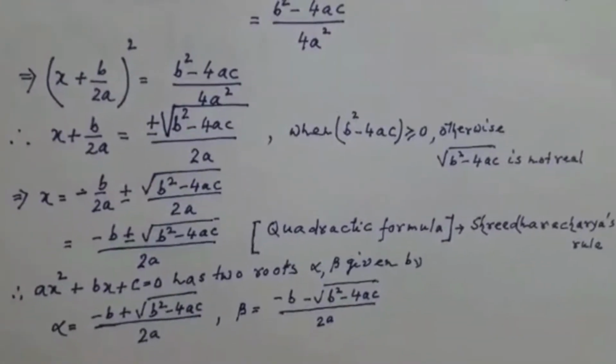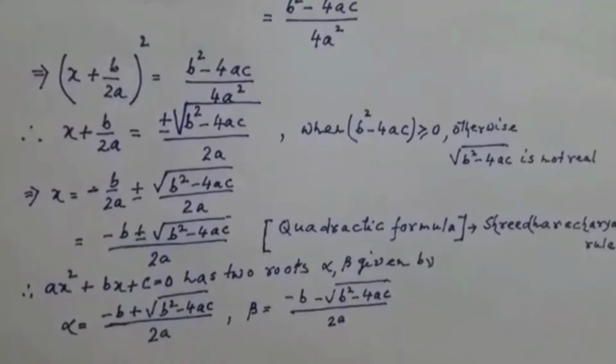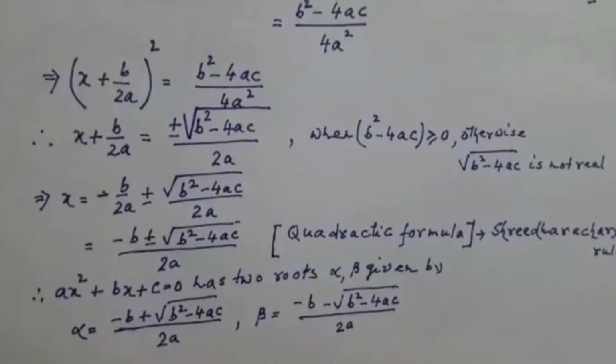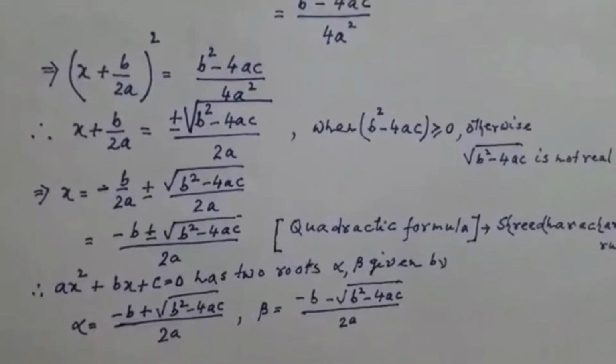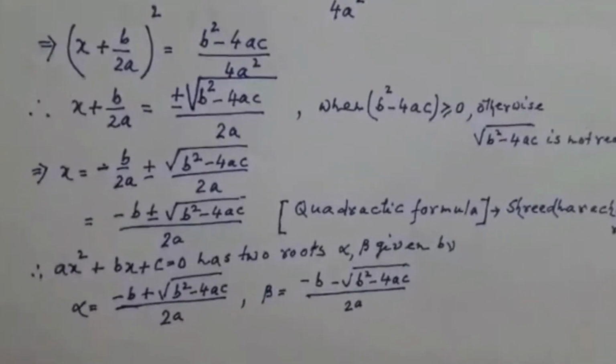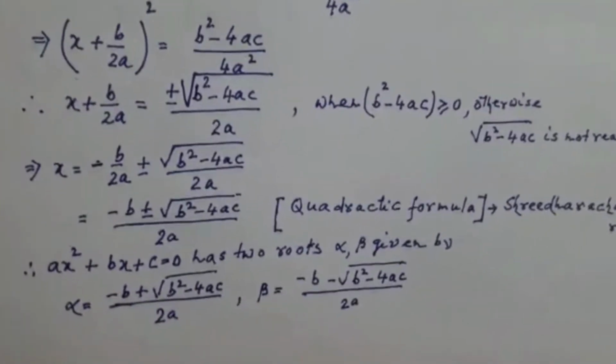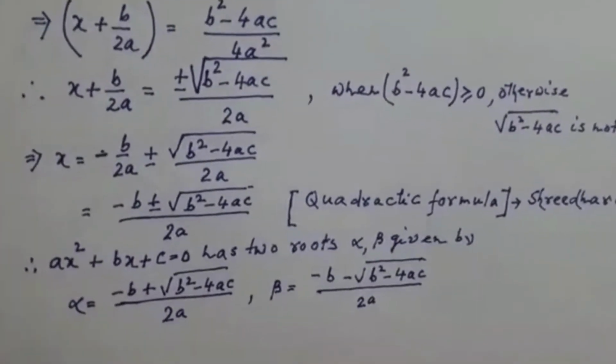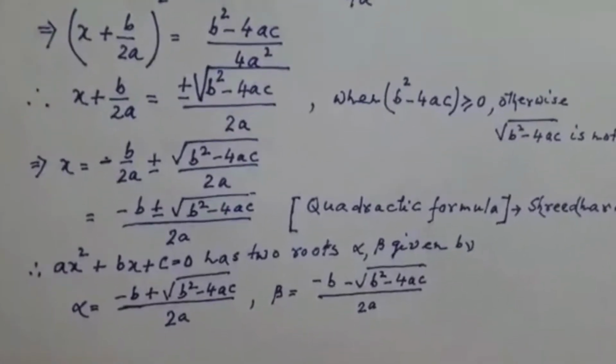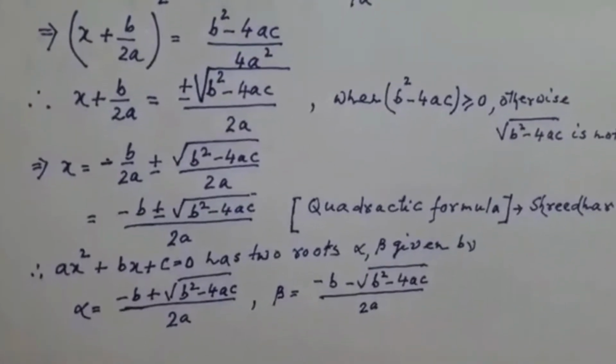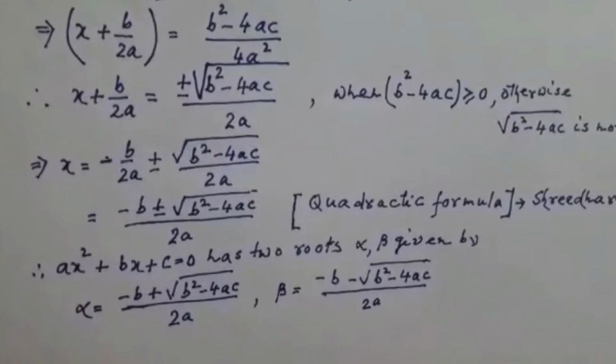Therefore, ax² + bx + c = 0 has two roots, alpha and beta, given by alpha = (−b + √(b² − 4ac))/2a, and beta = (−b − √(b² − 4ac))/2a.